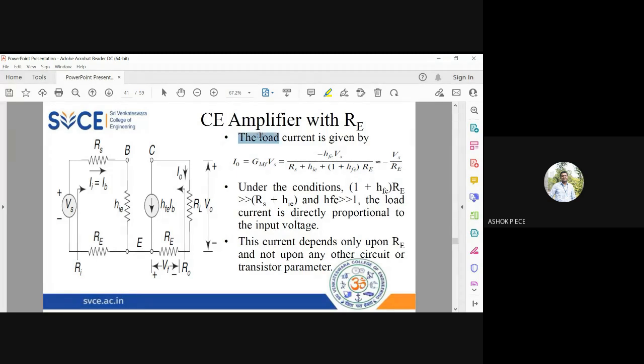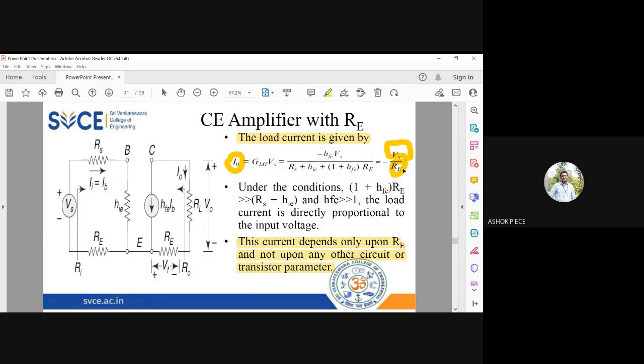And also you see the load current is given by I naught equal to Gmf into Vs. Gmf expression, you know, minus hfe Vs divided by Rs plus hie plus 1 plus hfe into RE. It is approximately minus Vs by RE. See, you can easily relate the output current in terms of the input voltage and the feedback resistance RE. So the output current depends only on RE because Vs is going to be constant. So the output current depends only on the feedback resistance RE.